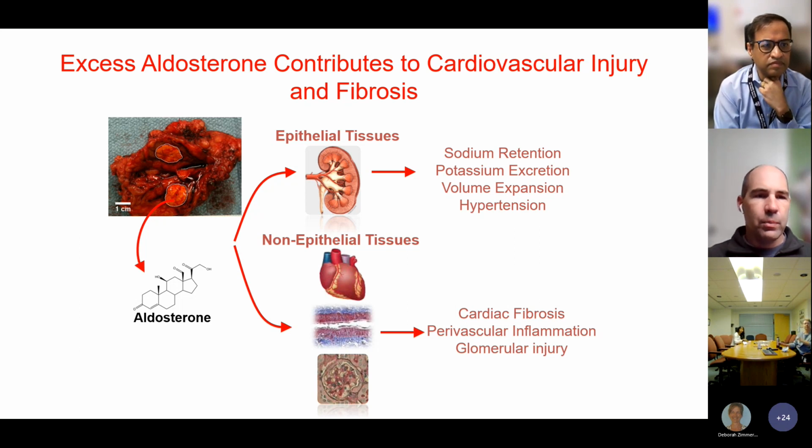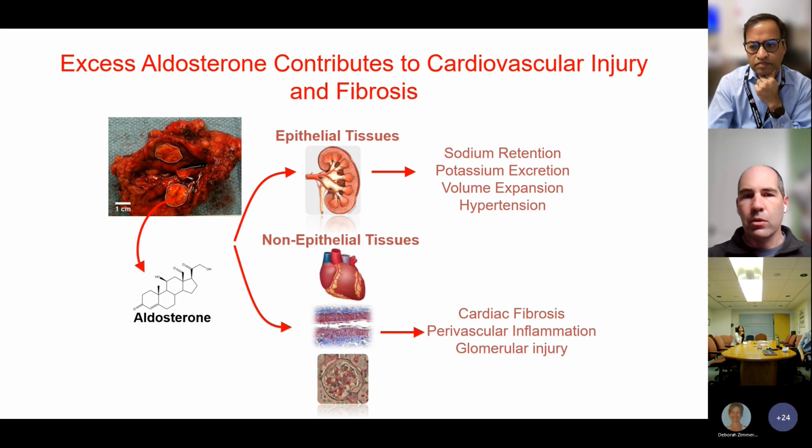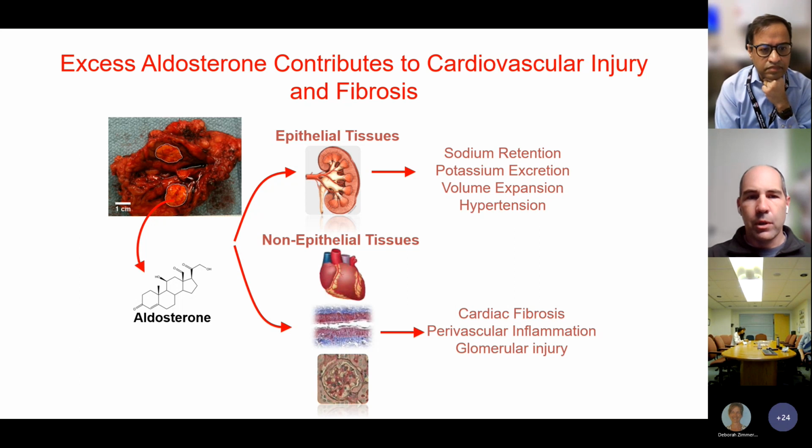So classically, I'm sure you've heard the classic part that aldosterone activates the mineralocorticoid receptor in epithelial tissues in the kidney, which provokes sodium retention and potassium excretion. Under inappropriate conditions, this leads to volume expansion and hypertension. So this is the classic picture.